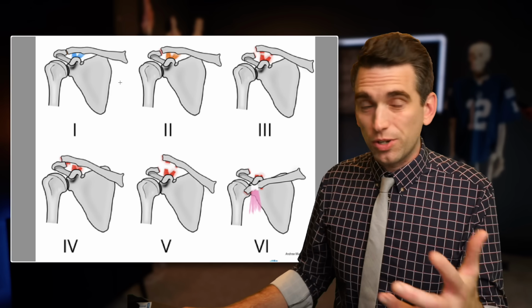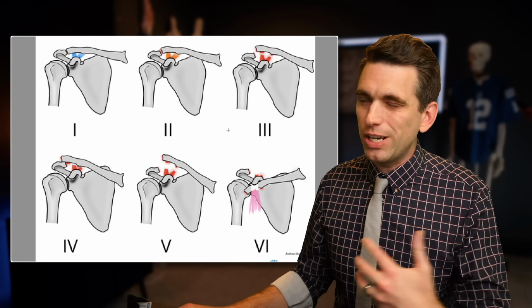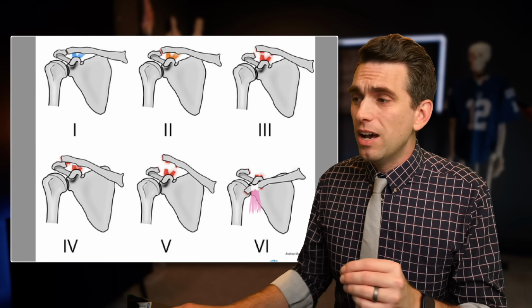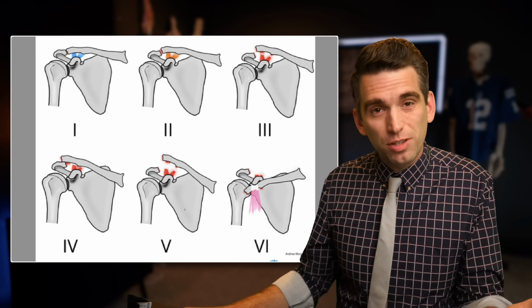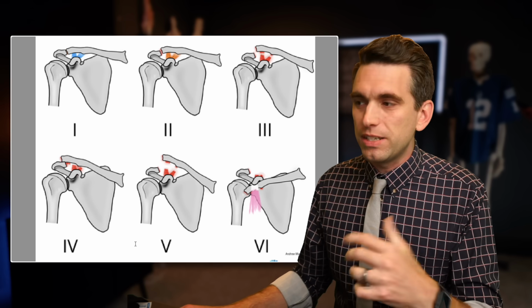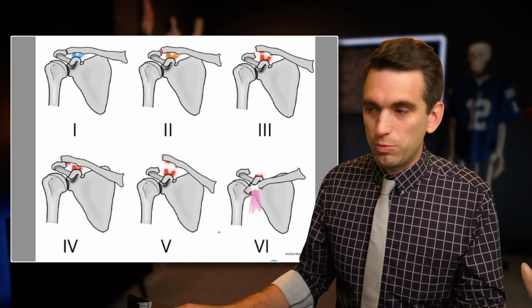Your type 1 and type 2s are going to be non-surgically managed. Your type 3, often we attempt non-surgical management for at least a 6-week period or so. Additionally, type 5s, we also usually will try and attempt non-surgical management, but it gets a little bit more into the surgical side. Type 4s, type 6s, you're going to be managed with surgery.